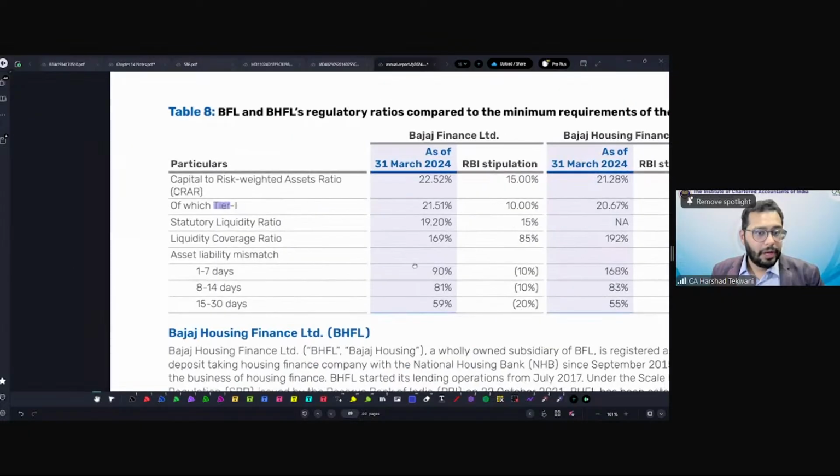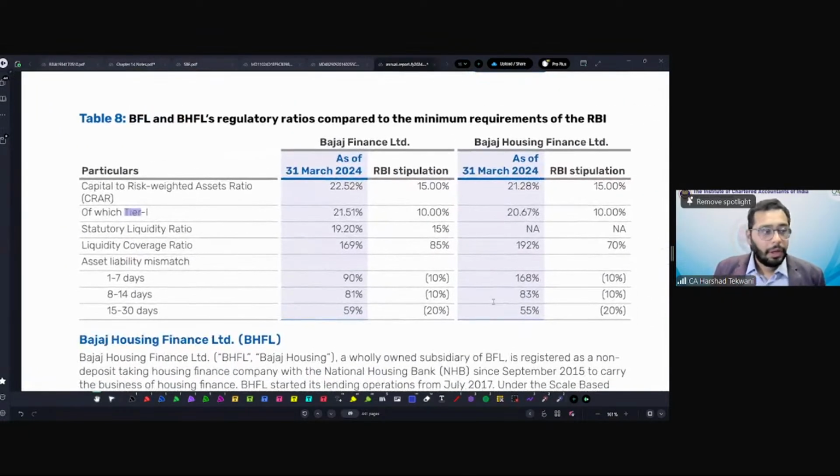Now, if you see over here, the tier 1 capital they have maintained is 21.51, and this is what was required by the RBI. Remember, 10% for tier 1, and for tier 1 plus tier 2 total, 15%. This is the capital to risk weighted asset ratio. And here they have maintained 22.52 and 21.51 against the 10% and 15% requirement.